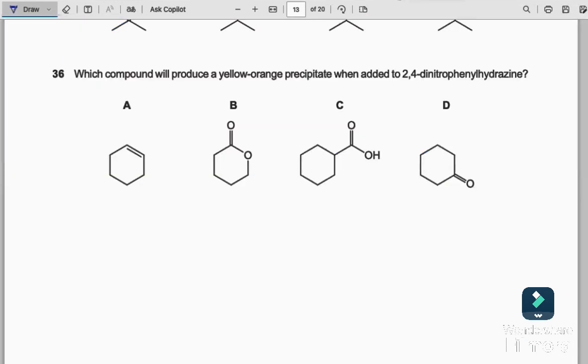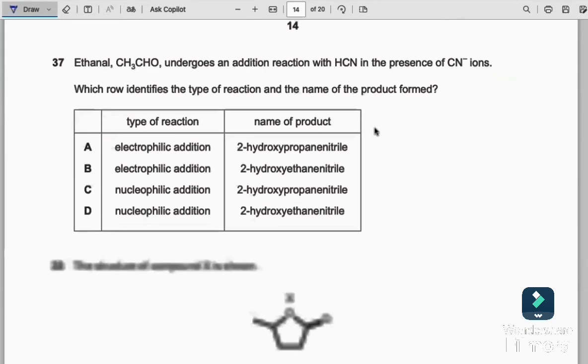Question 36. Which compound will produce the yellow-orange precipitate when added to 2,4-dinitrophenylhydrazine? Okay, so it should be a ketone, right? It should be a methyl ketone. Here, this is an alkene, this is a carboxylic acid, and D is the ketone. So the ketone will have this as the functional group. So the option should be D.